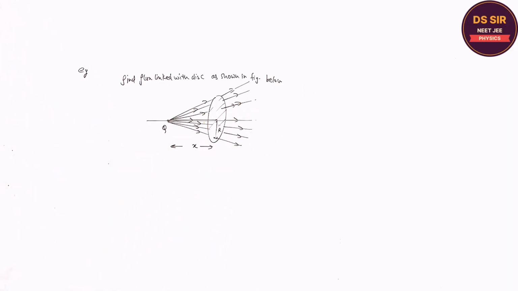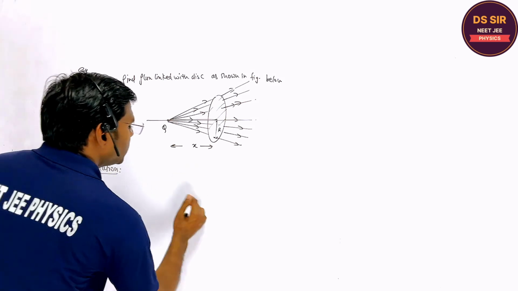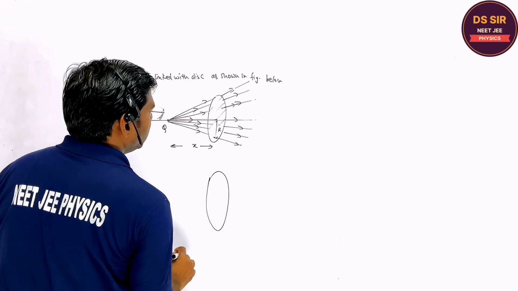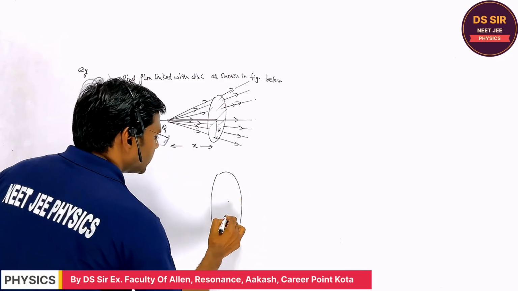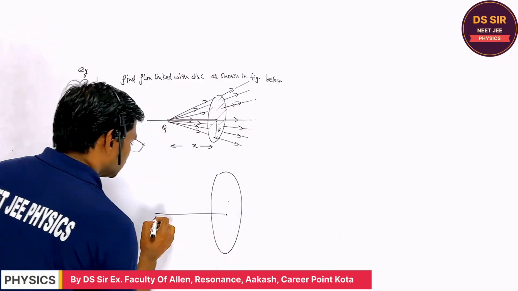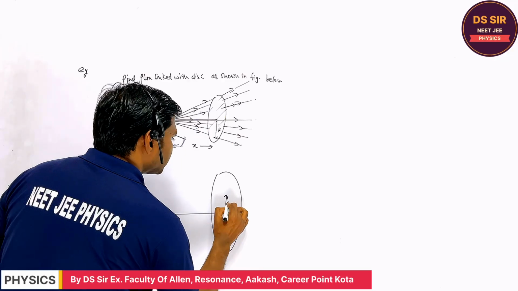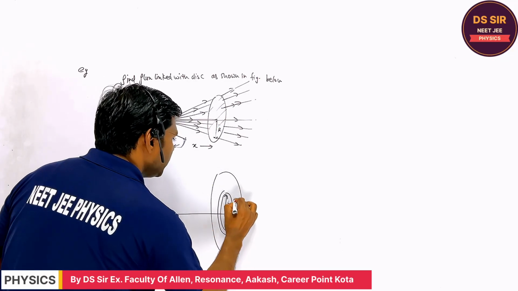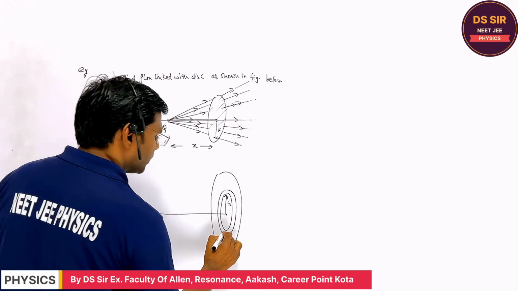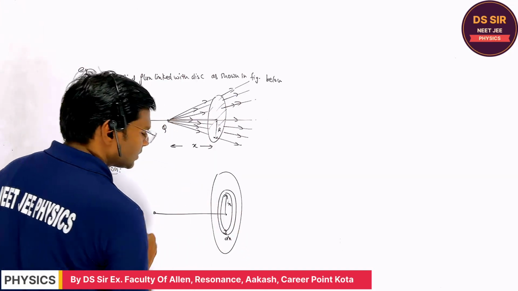Copy this. You have to consider a ring. A little bigger figure you can make. Suppose this is the disk, this is the charge q. You will consider at distance x the width of the ring assumed to be dx. The width is, say, dx.